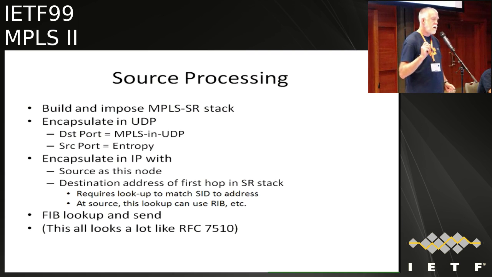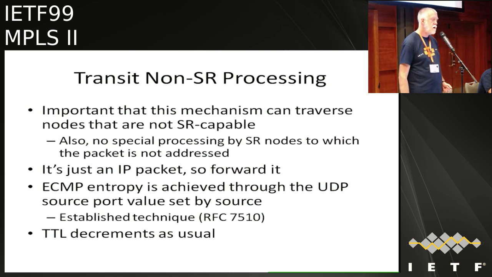So if you're a transit and you're not SR processing, it's pretty important that we can get these packets through non-SR nodes, and that's fine because they're IP packets and they just go. No special processing at all. And ECMP, where it exists, you get using the entropy in the source port, just like 7510. TTL behaves as normal. It's an IP packet.